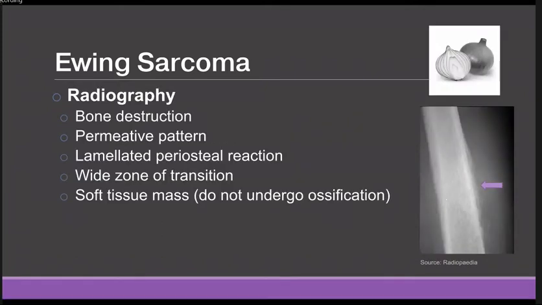On radiography, we would see bone destruction, a permeative pattern, and the lamellated periosteal reaction seen in this image, which is also called onion skinning. There's a wide zone of transition, and we might see a soft tissue mass that doesn't undergo ossification.